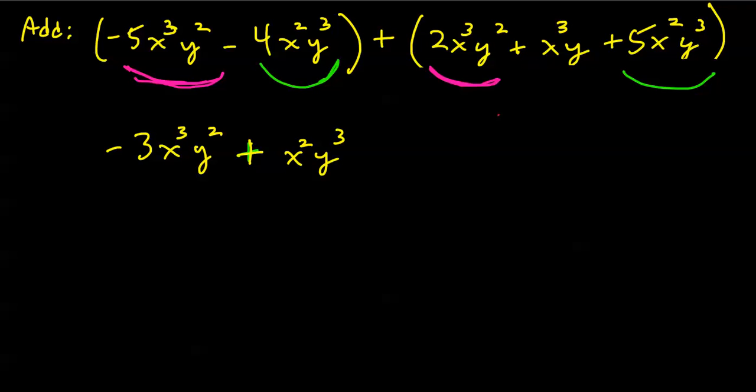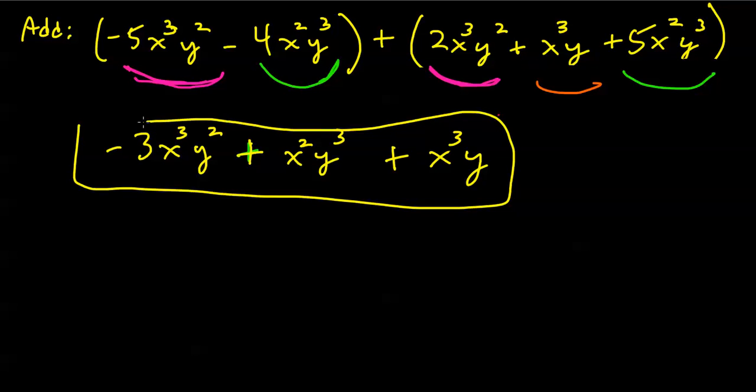And I'll notice there's a lonely little x cubed y here that doesn't combine with anything. It's an unlike term to any other term. So I'll just add it on to my final expression, carry it into my final answer. That term doesn't combine with any other term. So final answer, minus 3x cubed y squared plus 2x squared y cubed plus x cubed y. Add polynomials, combine like terms.